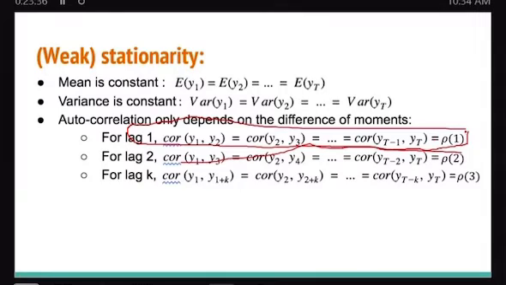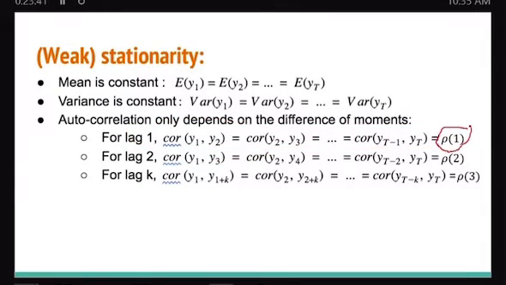The same applies to lag 2. If I'm talking about lag 1, we represent it as rho 1. Rho 1 is a notation for autocorrelation at lag 1. Whenever you see that notation, it means autocorrelation at lag 1. Whenever you see the second one, that's an autocorrelation at lag 2. At lag 2: Y1, Y3, Y2, Y4, Y3, Y5, and so on, when you are considering the autocorrelation of two variables that are two lags apart.